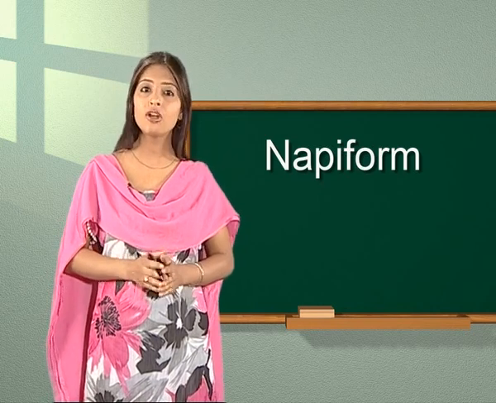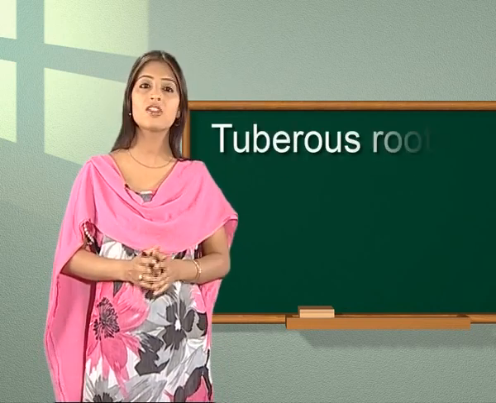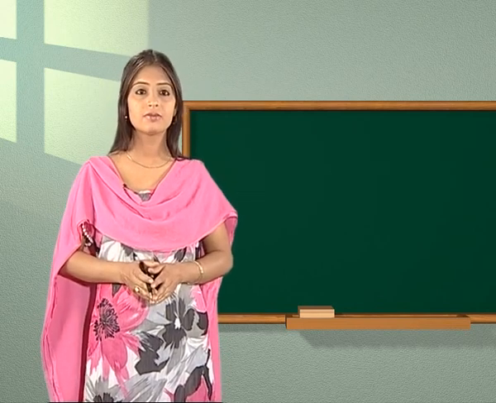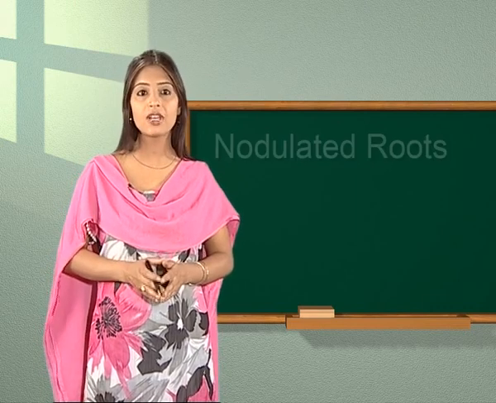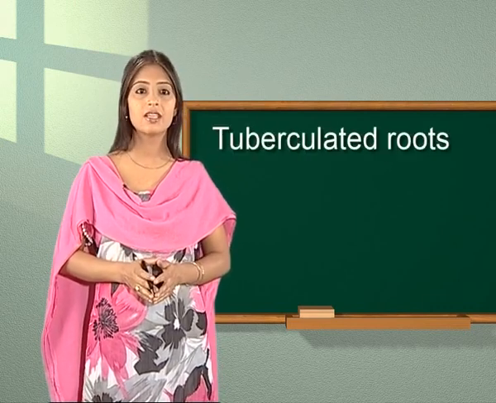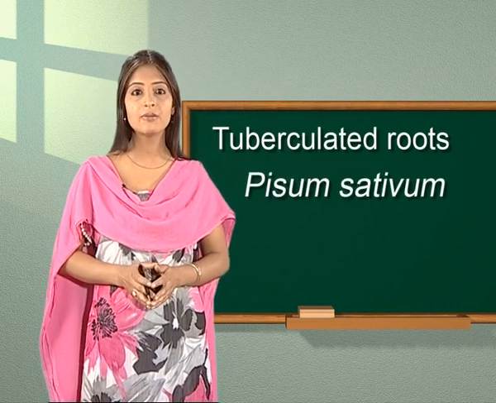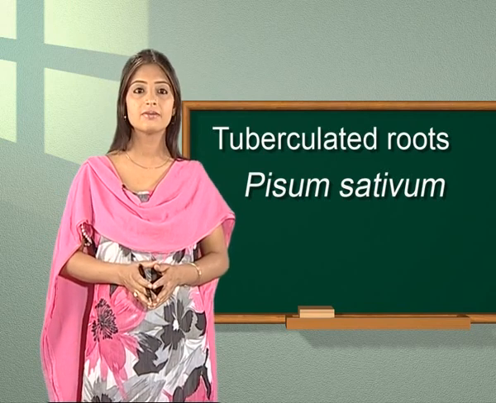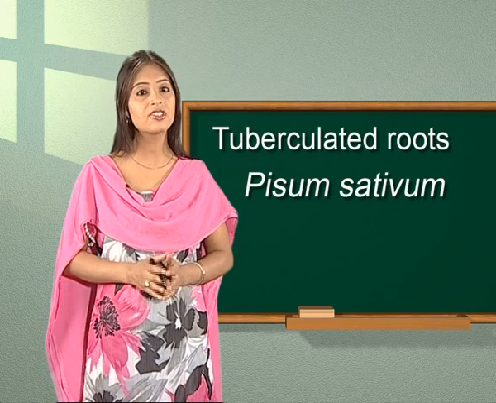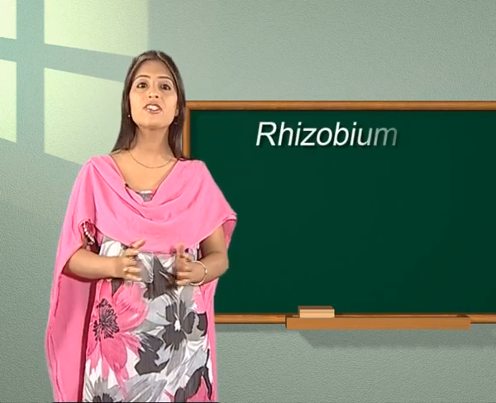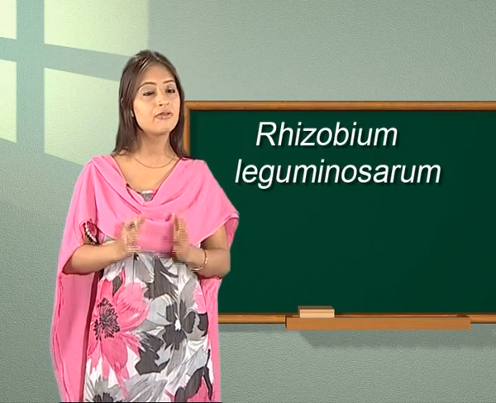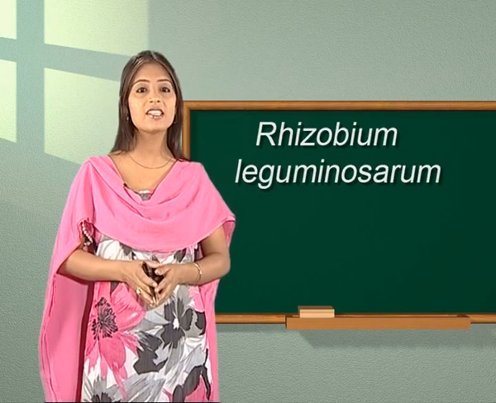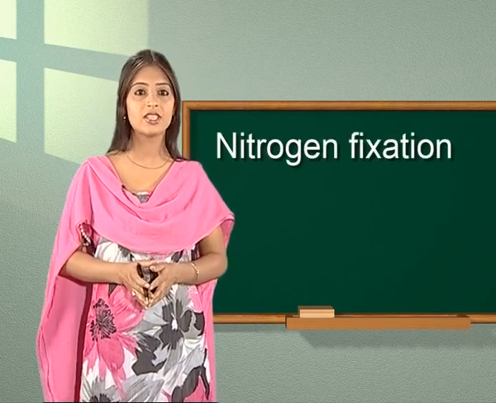The roots having no definite shape are called tuberous roots. For example, sweet potato. Nodulated roots are also known as tuberculated roots. The roots of Pisum sativum bear nodule-like swellings called root nodules. These nodules contain nitrogen-fixing bacteria like Rhizobium leguminosarum, which fix free atmospheric nitrogen into ammonia, and the process is known as nitrogen fixation.